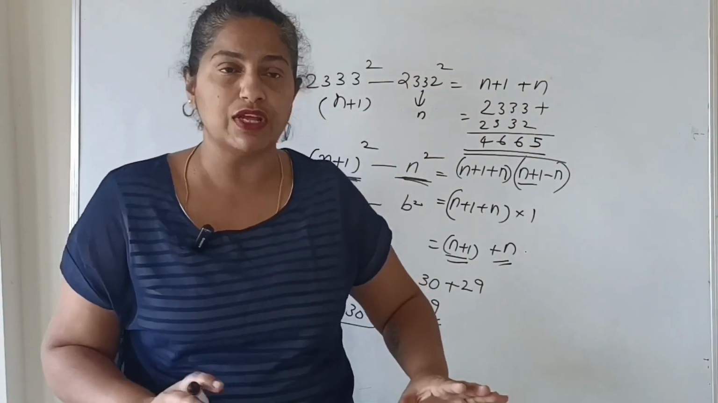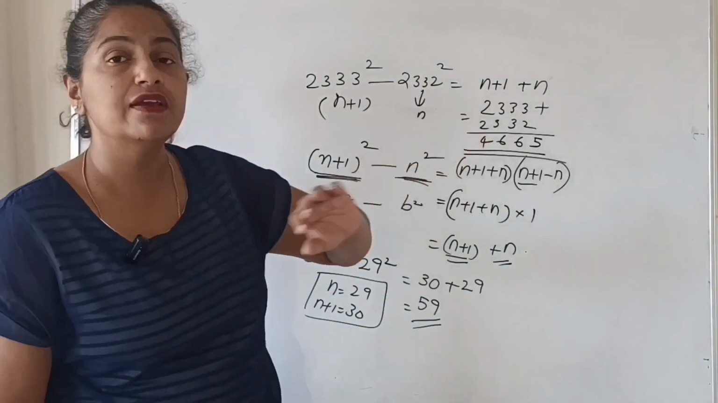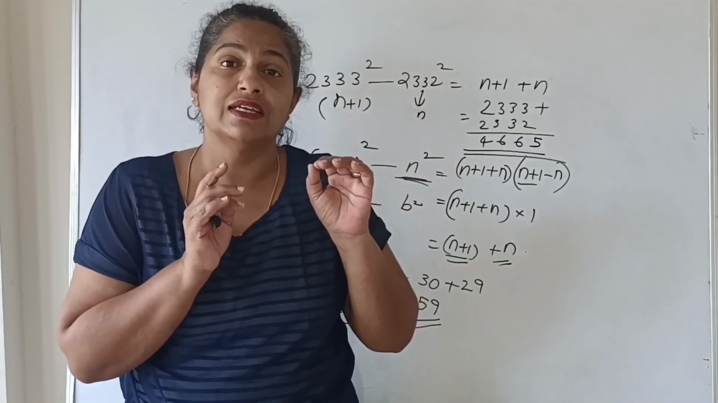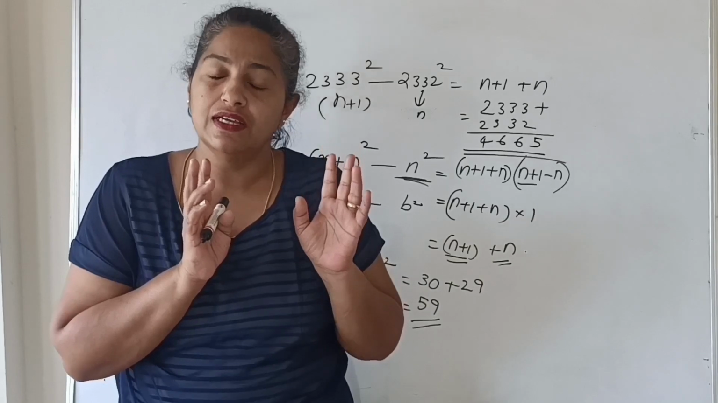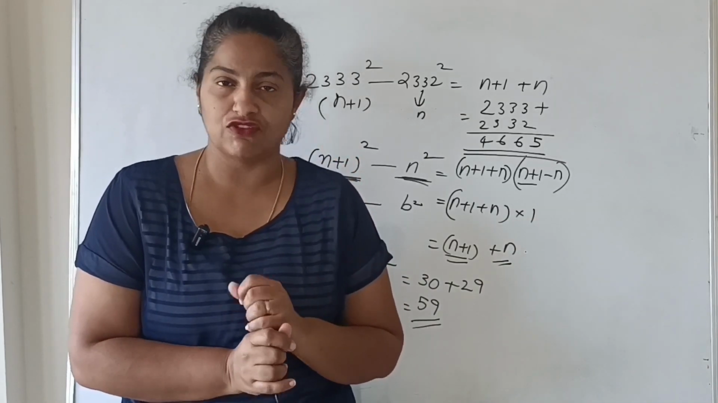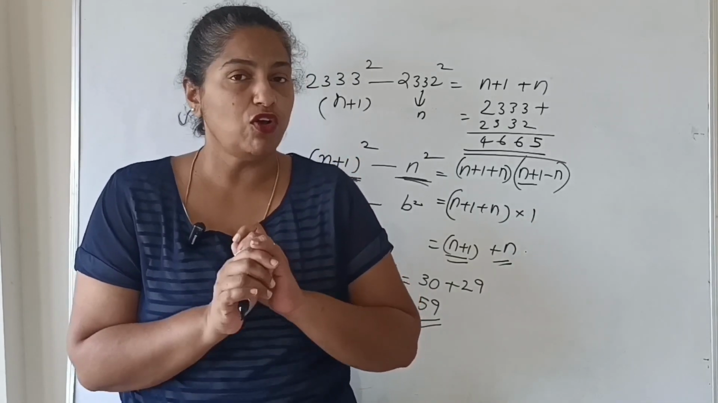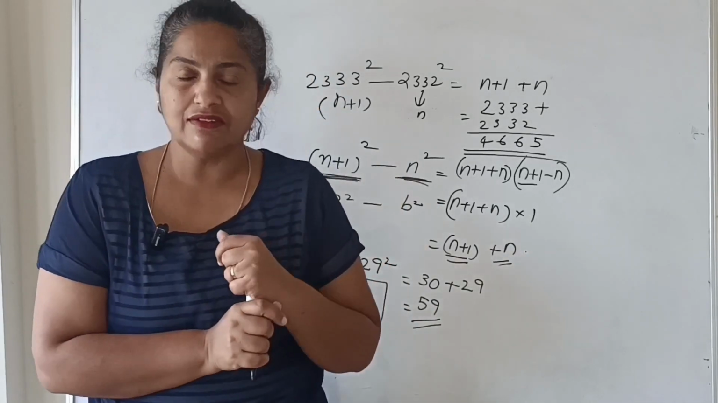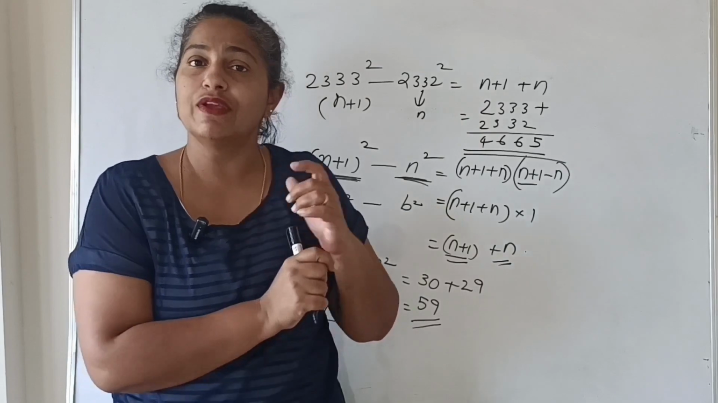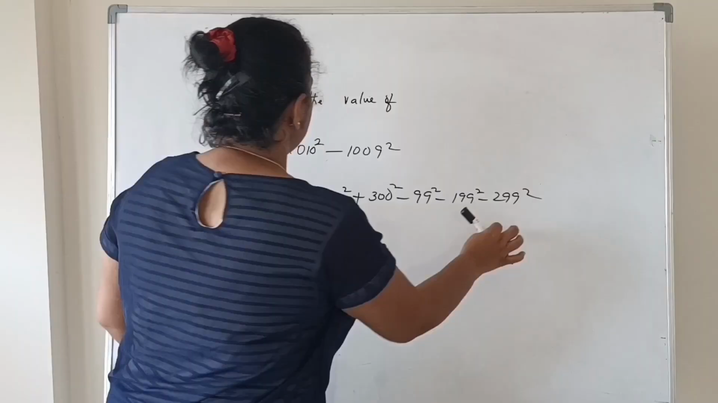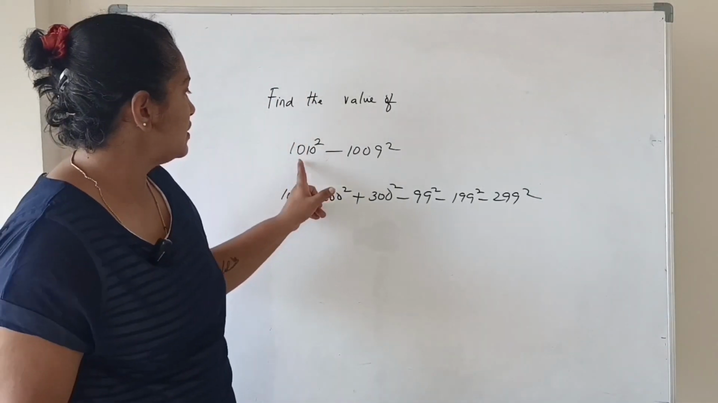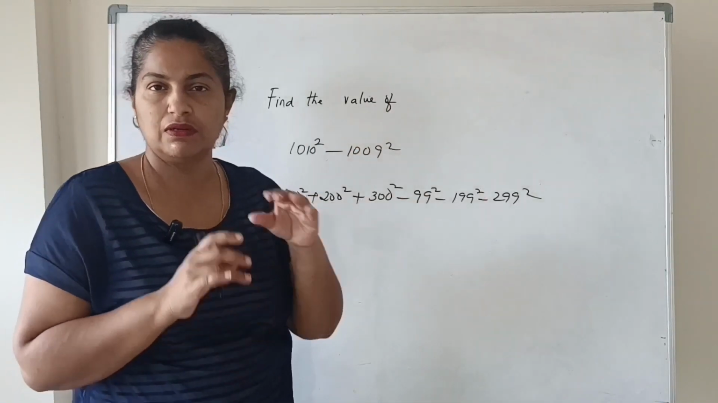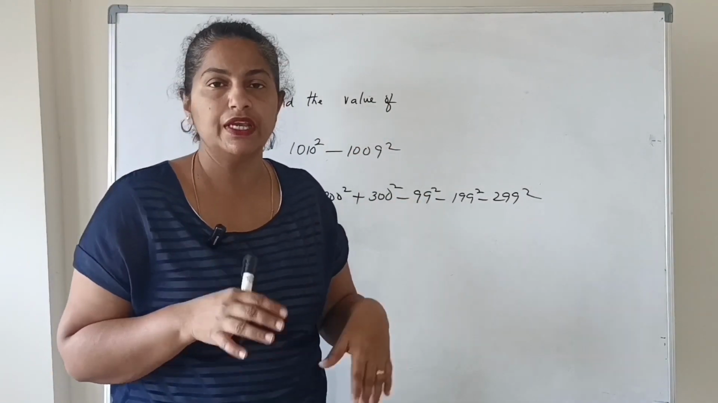So this particular property is very important because it gives you the difference between the squares of two consecutive natural numbers. I hope you are very clear with this. Let us do one or two sums. Already we have done some, but let us do two more of these sums and see how we can apply this particular formula. Find the value of 1010 square minus 1009 square, by using the relevant property.